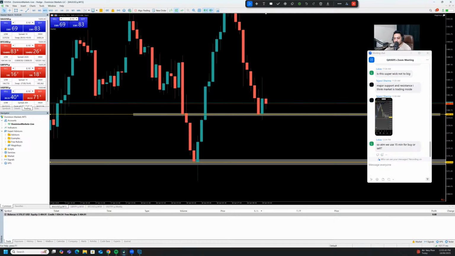Okay, can we take an impulse entry on M15 when the candle breaks support? We'll see. Right now, it's just not showing volume in it. I would say it would be better if we just wait for the M15 candle to create a wick.